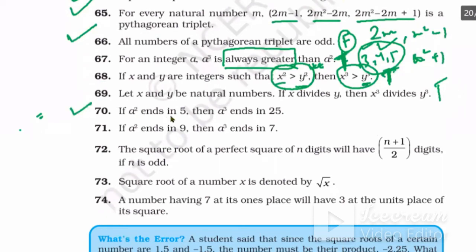Now question number 70. If a square ends in 5, then a cube ends in 25. Is it okay? Sir, true. It's true. If a square ends in 5, then a cube will end in 25. 5 square is 25, and a cube will be 125. What about 15? 15 square is 225, sorry, 225. And then 15 cube?